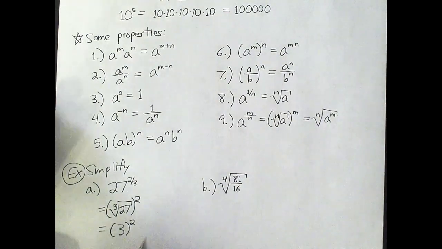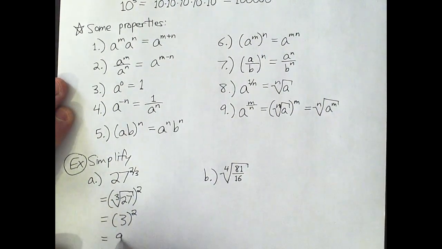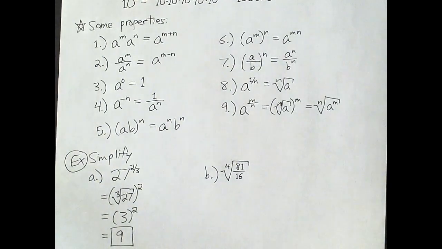Oh, and look how much we simplified it. Now it's just 3 squared. 3 squared is also known as 9. So there's the answer. So 27 to the 2/3 turns out to be 9.